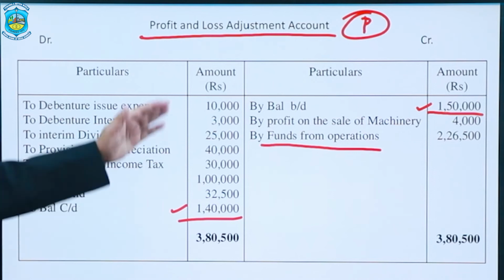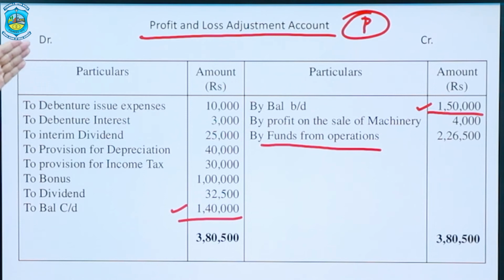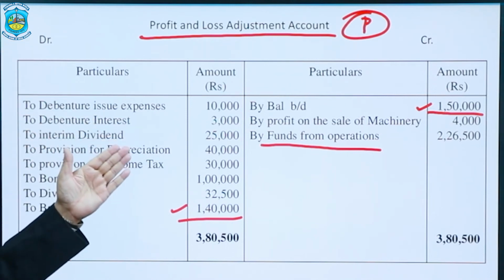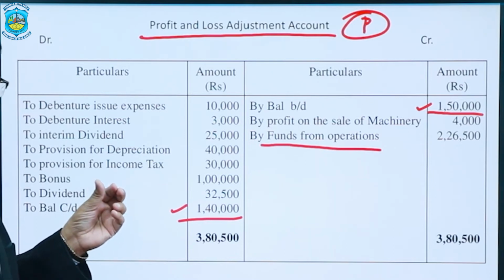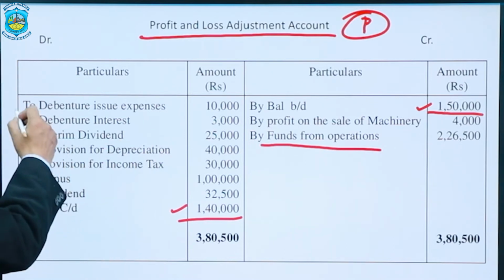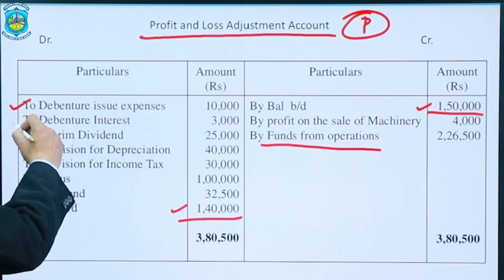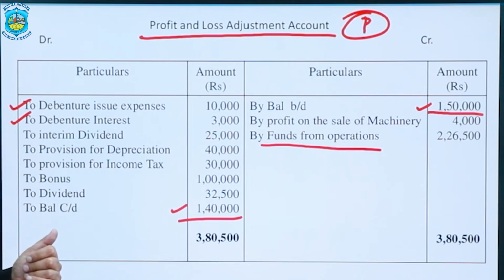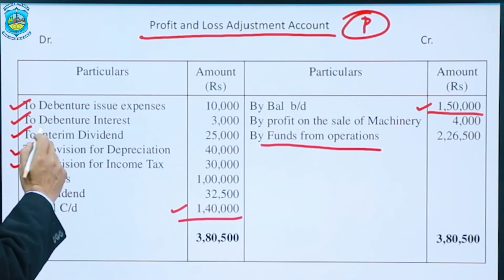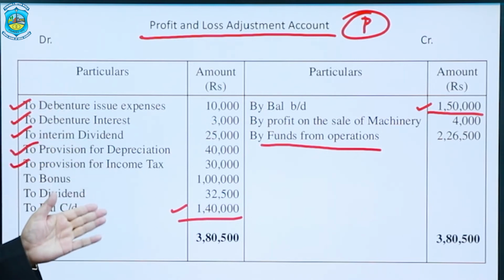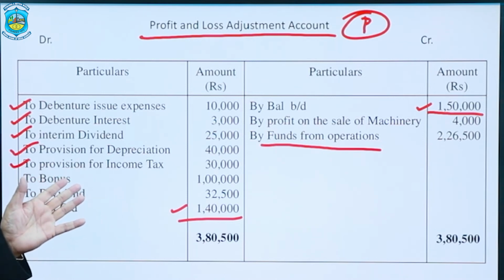Now, in this profit and loss adjustment account, on the debit side, we will have to just show all these non-cash and non-operating expenses of the business, in which the first is debenture issue expenses, which are already given in the question, then debenture interest, which are not regular expenses of the business, then interim dividend, provision for depreciation, provision for income tax. All types of provisions are called non-cash and non-operating expenses of the business.